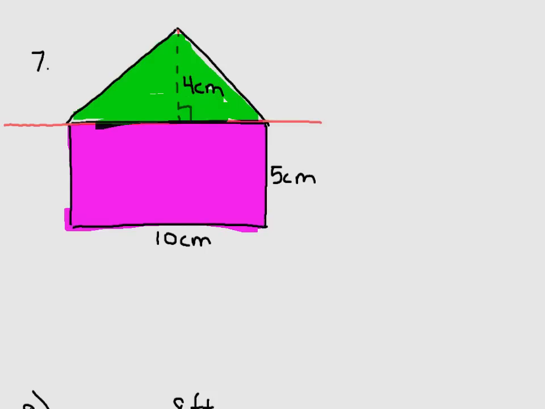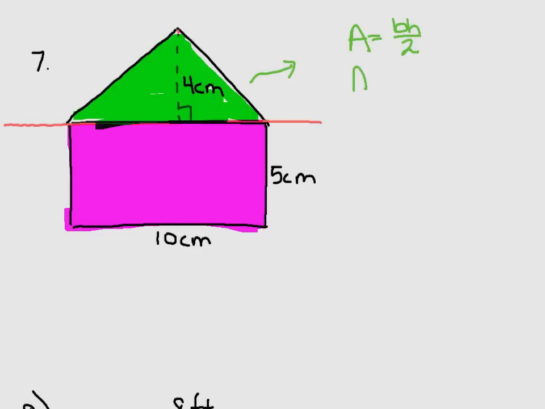Okay, so let me color code this for you. I'll do area of a triangle in green. Area equals base times height divided by 2. Notice that each time I'm going to calculate the area of a figure, I write the formula. I want you to do the same. Okay, so the base and the height.